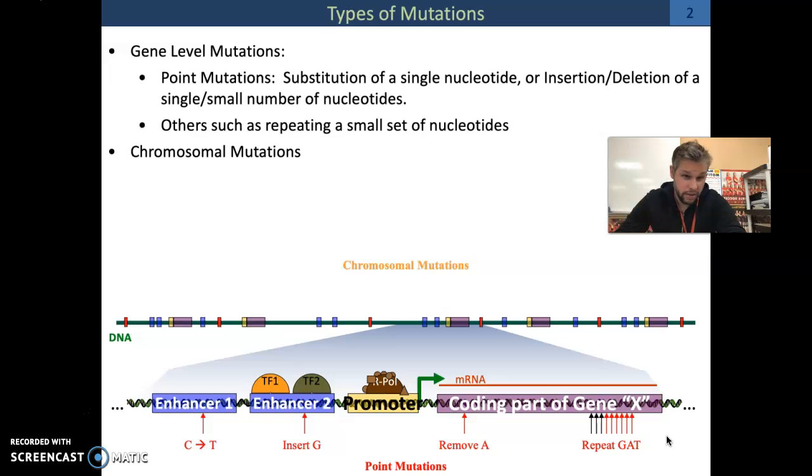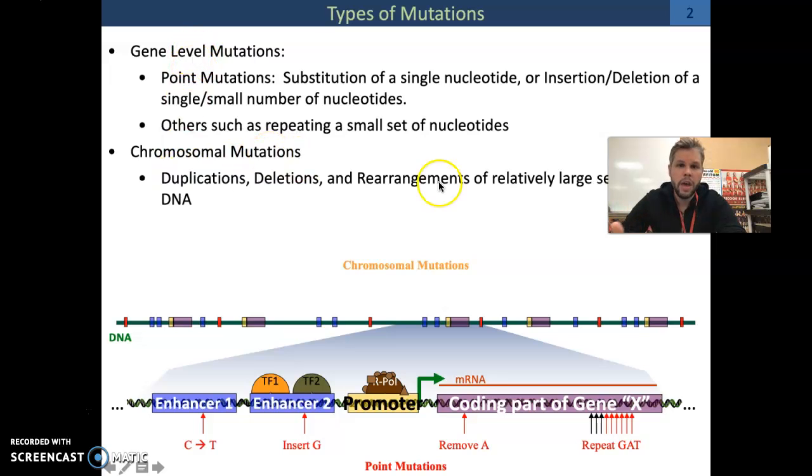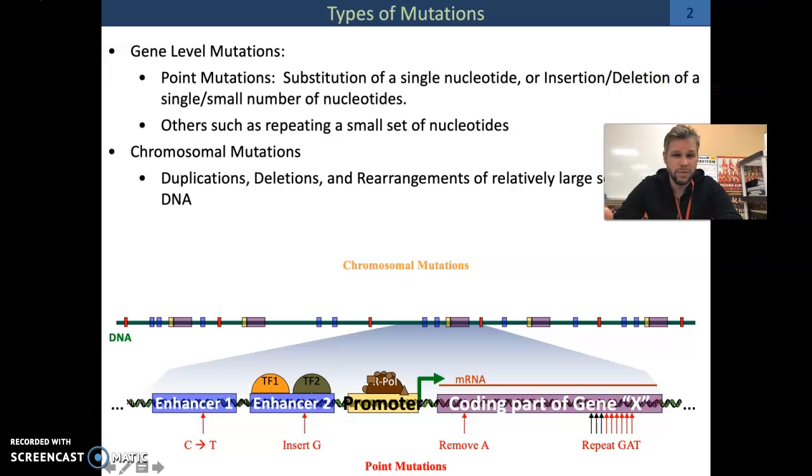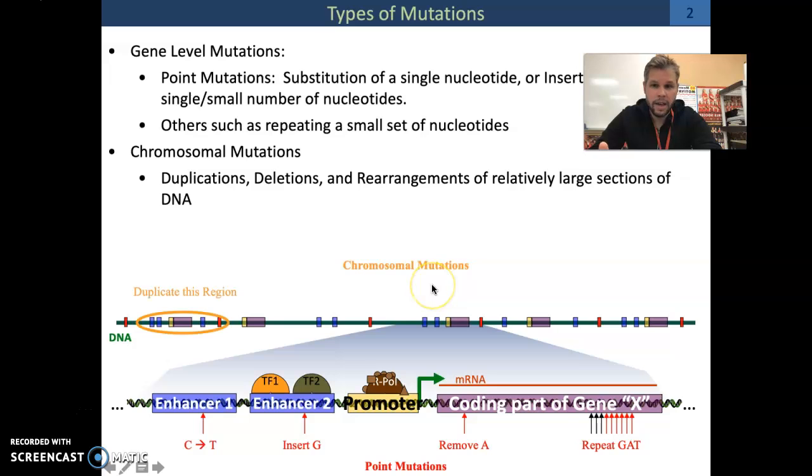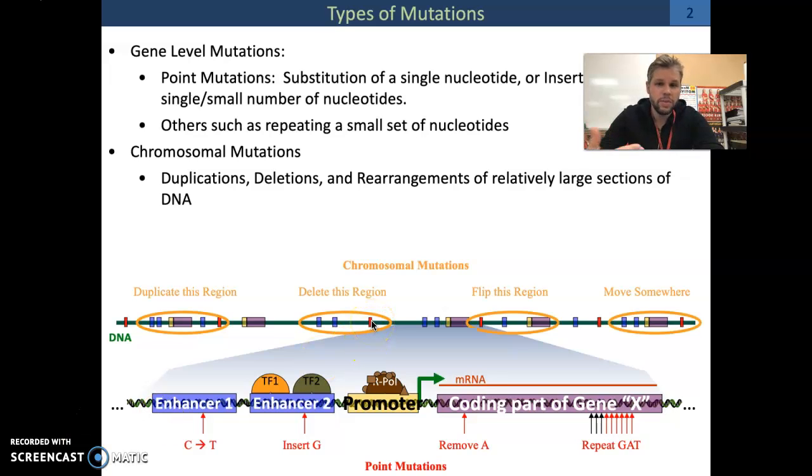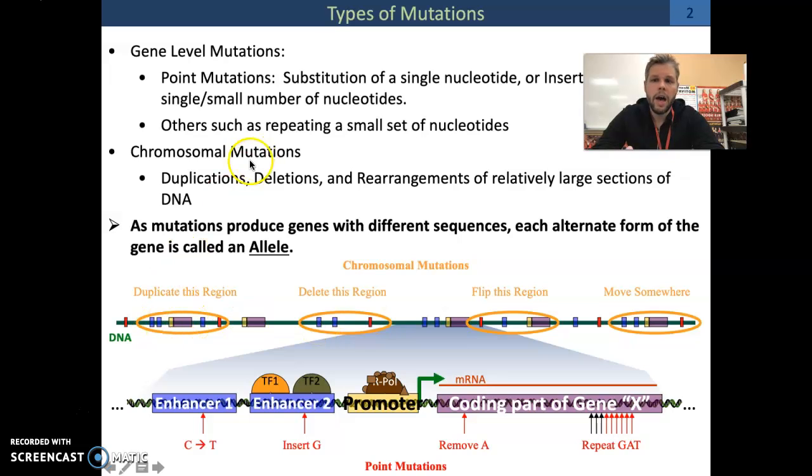In chromosomal mutations, right? These are different from the gene level mutations. These are going to impact entire chromosomes. We can see duplications, deletions, and rearrangements of large sections of DNA. So we could have this entire region circled here in orange actually duplicated on a chromosome, right? Or maybe that region right here could get entirely deleted. Those are examples of chromosomal mutations, which have a large impact on the organism, right? So all of these are going to have large impacts on organisms.